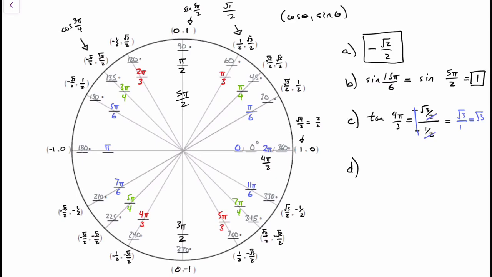And last but not least, tan of 5 pi over 2. So we already know 5 pi over 2 is that positive y-axis, so it's that point up at the top, 0, 1. The y value is 1, the x value is 0. There's no denominators to worry about, so this is just 1 divided by 0, which does not exist. So that's our answer. The tan of 5 pi over 2 is undefined or does not exist.